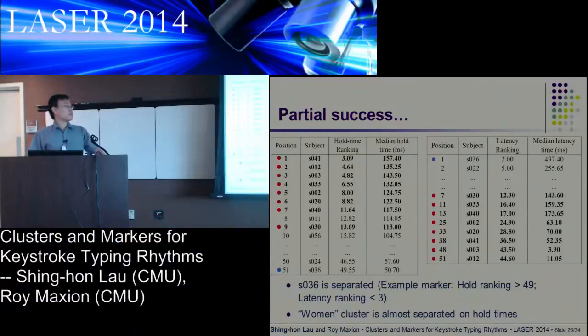And if I look at the latencies, even though these rows are adjacent in the table, if you look at the actual position numbers, they're scattered all over the place. So I don't quite have the success I wanted.